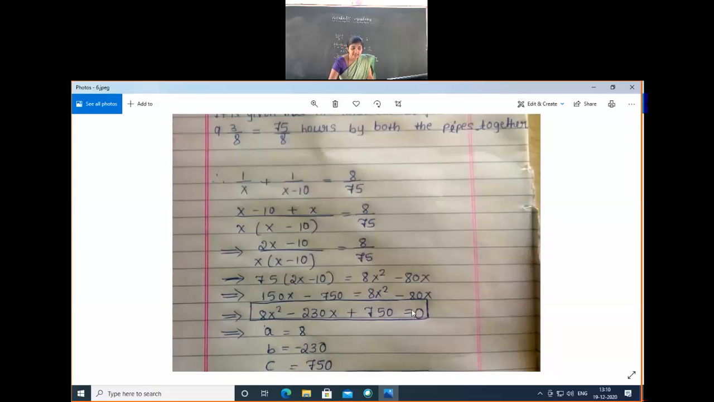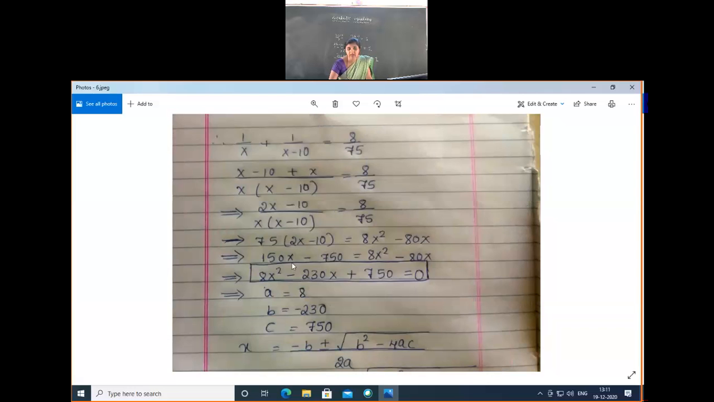So 8x square minus 230x. Take this 150x to this side, minus 150x. Then minus 80x minus 150x is minus 230x. Okay, so then minus 750 when it comes to this side becomes plus 750, which is equal to 0. So we got the quadratic equation as 8x square minus 230x plus 750 which is equal to 0.